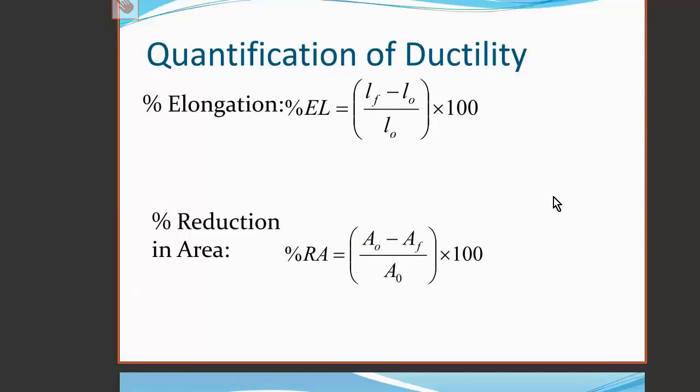Ductility is quantified according to this formula. The elongation, the percentage elongation, it doesn't have to be at failure, but if you stretch something and we want to calculate the percentage elongation, we simply take the final length minus the initial length, divided by the original length, and multiply that by 100 to get a percentage.